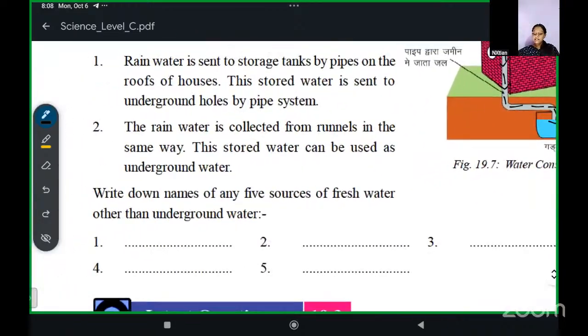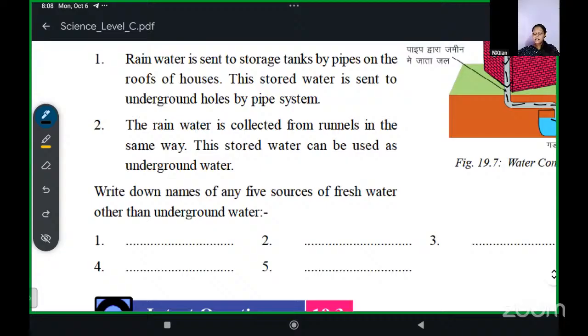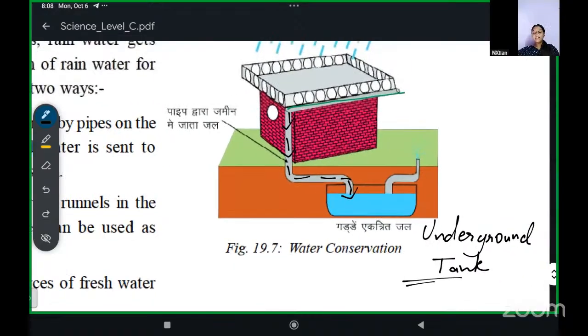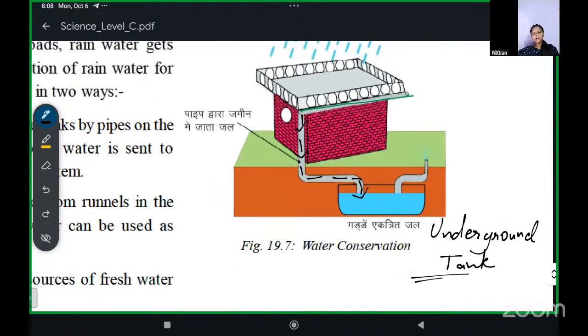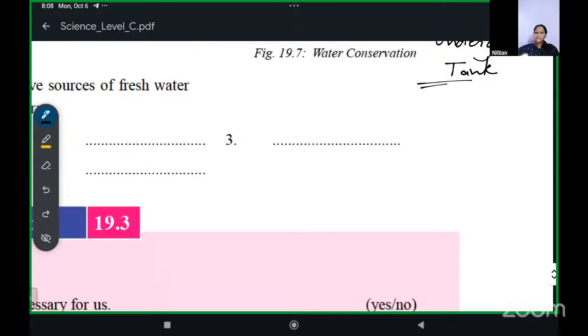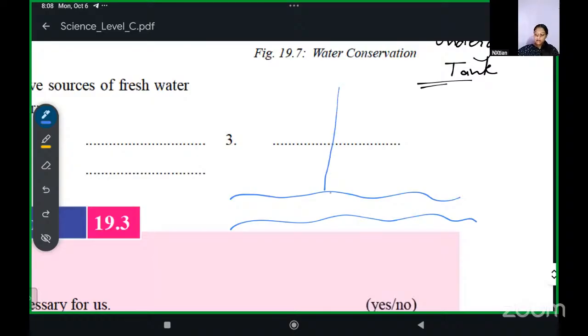Then another method is there. Rainwater is collected from runnels in the same way. The stored water can be used as underground water. What are runnels? Runnels are small channels that are formed in the ground by water when rain takes place. They are like a small river. Now we make channels attached to these runnels.